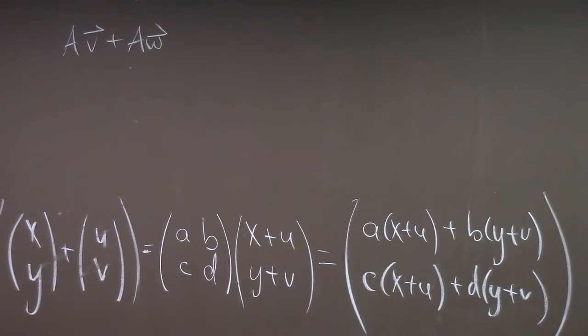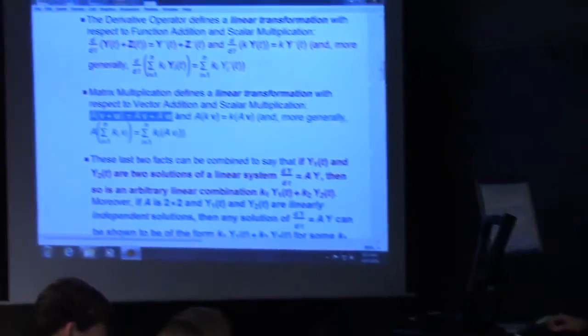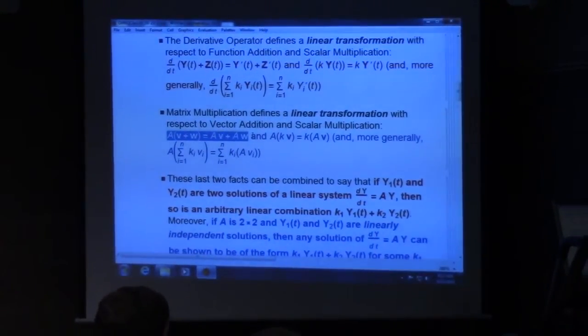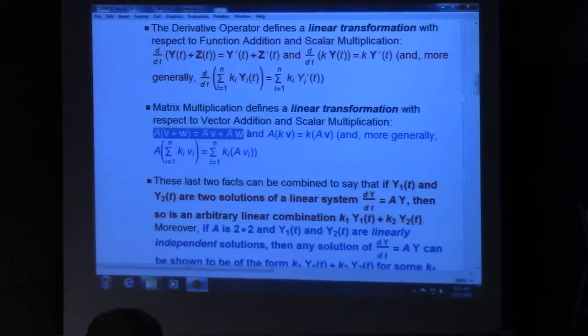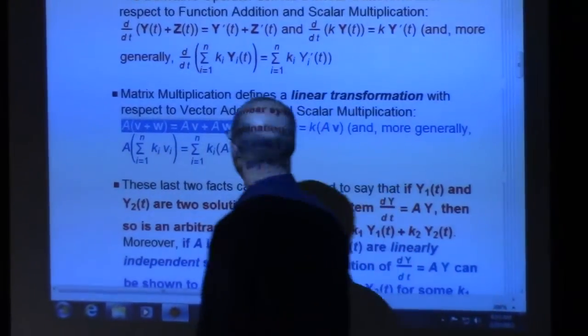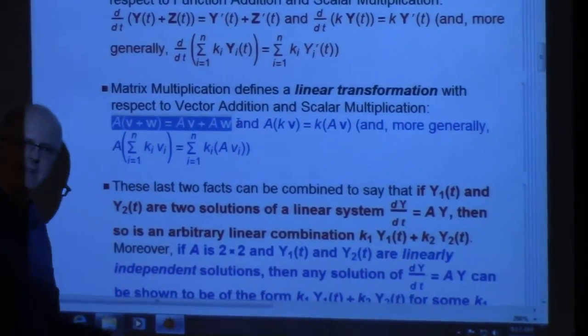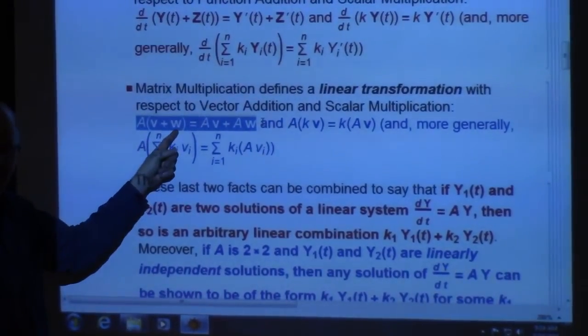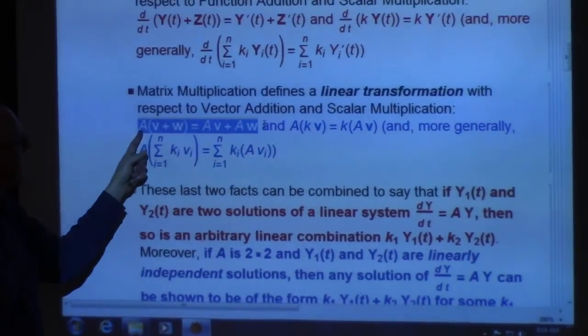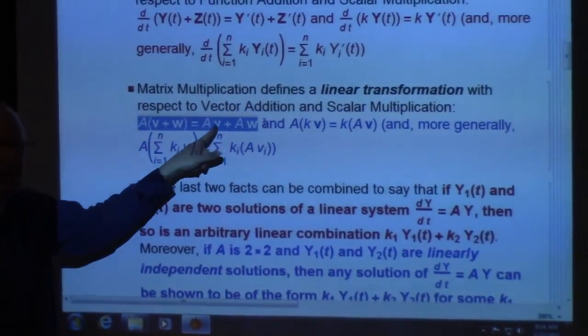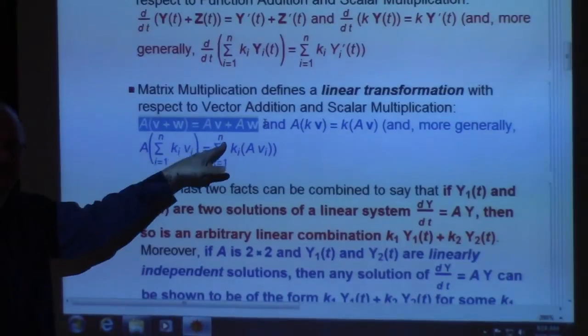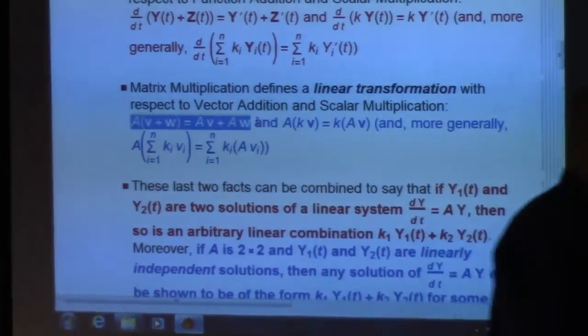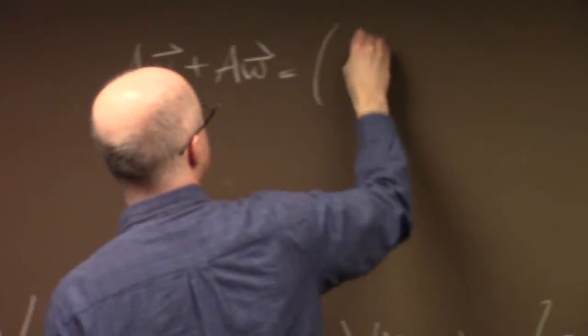The claim is, come back over here, the claim is you should get the same thing. A times v plus w should equal Av plus Aw. In effect, it's kind of an order of operations thing. On this side of the equation, technically speaking, v plus w should get done first before you multiply by A. And on this side of the equation, you're multiplying by A first before you add. And this linearity is saying it doesn't matter which way you do it, you get the same answer. But we need to check that.